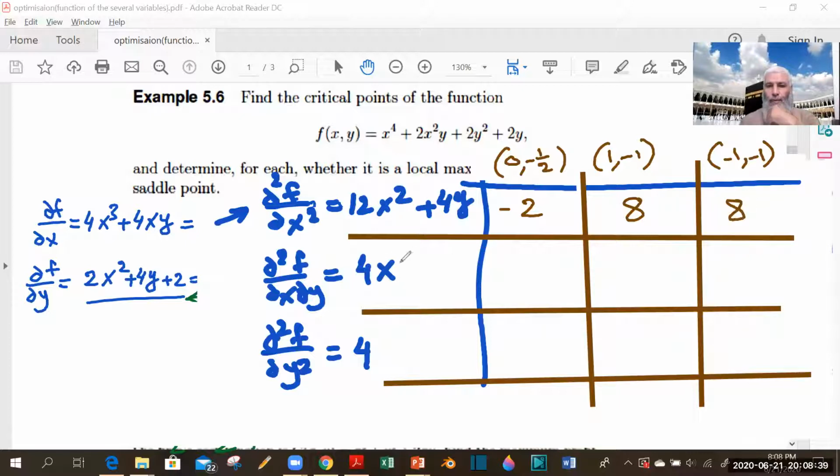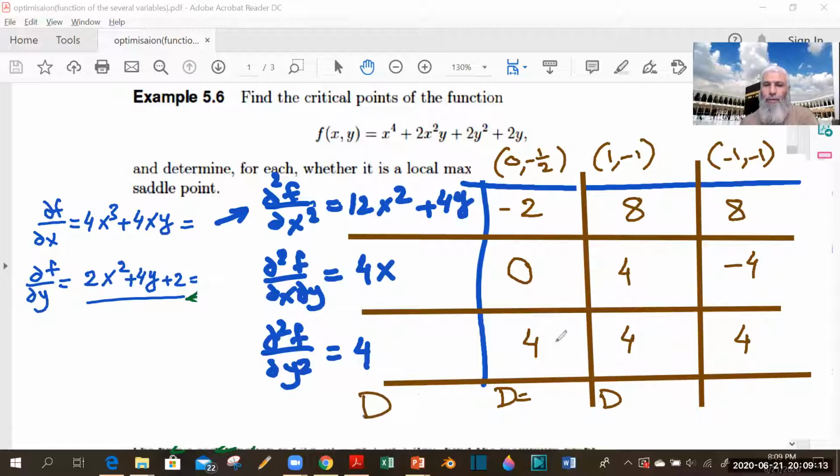Now, this part here, x is 0, so this will be 0. And this would be 4. And here, this one would be -4. And this one is 4, because there is no x and y here. Okay? Yes. So here, what does d equal?